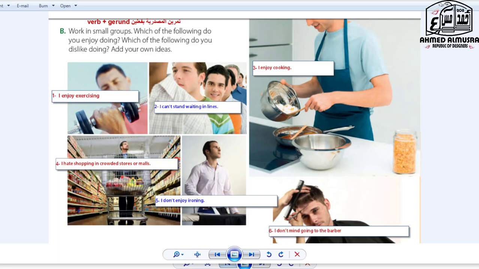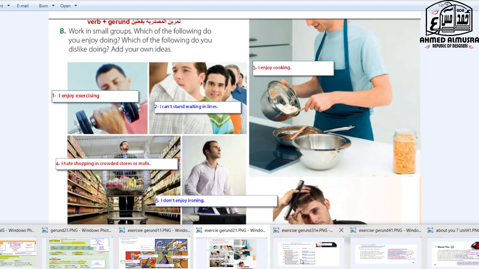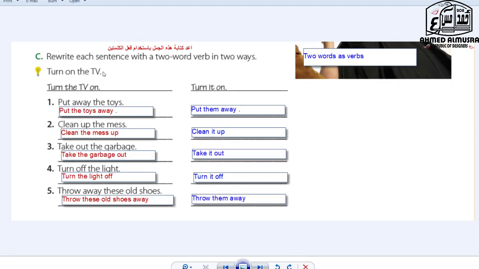Okay, listen to the next exercise, which will be exercise C. Rewrite each sentence with the two word verb in two ways. Okay, so look at here. Turn the TV on. Turn it on, because TV is a thing. Okay, number one. Put away the toys. Toys, plural. Okay, put them away. Number two.